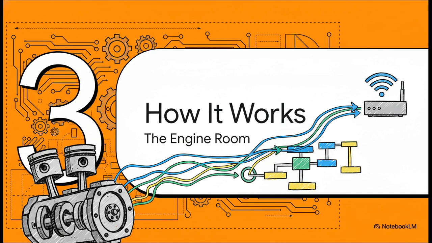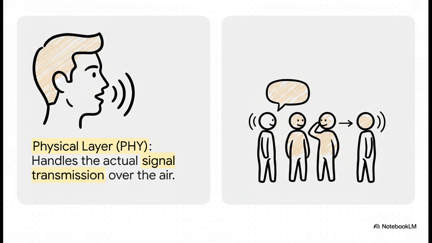Okay, Section 3. Now for the really fun stuff. Let's pop the hood and take a look inside Wi-Fi's engine room to see how it actually works. I absolutely love this analogy because it makes the two most important parts of Wi-Fi so clear. You've got the physical layer, or PHY layer. That's like the actual mechanics of your voice, producing the sound waves. And then you have the MAC layer. That's the social etiquette. It's the rules we all follow to make sure we don't just talk over each other. And you need both to have a clear conversation.